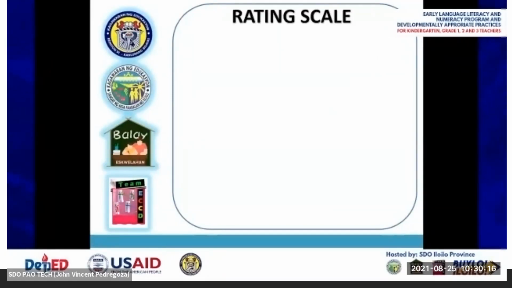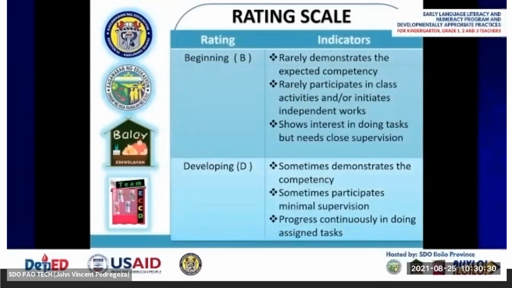Qualitative ratings shall be used in the progress report instead of numerical ratings because these are more appropriate to the age and development of kindergarten learners. Beginning, the indicators are the following: rarely demonstrates the expected competency, rarely participates in class activities or initiates independent works, shows interest in doing tasks but needs close supervision.